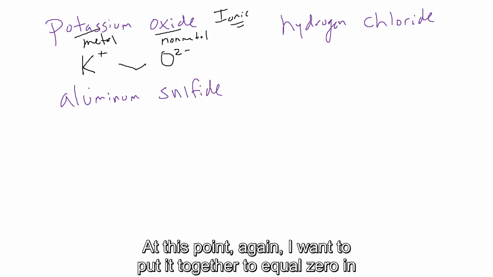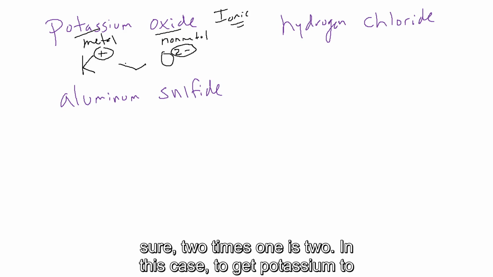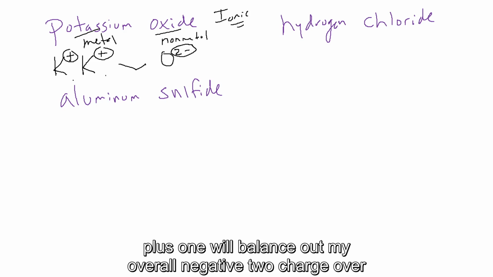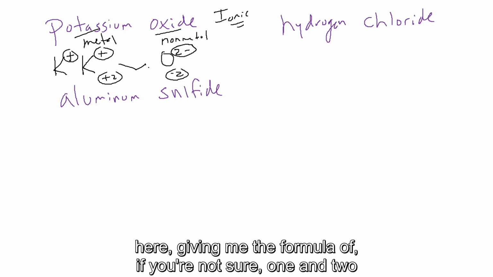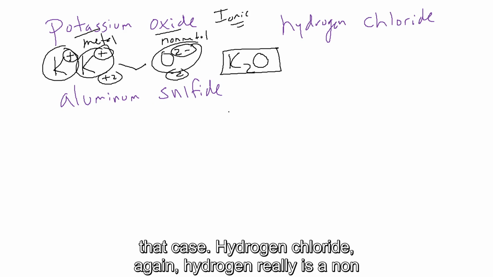At this point, again, I want to put it together to equal 0 in the simplest way possible. +1, -2, if you're not sure, 2 times 1 is 2. In this case, to get potassium to 2, I need one more of them. That +1 and +1 will balance out my overall -2 charge over here, giving me the formula of 2 potassiums and 1 oxygen. And that gives me my proper formula in that case.